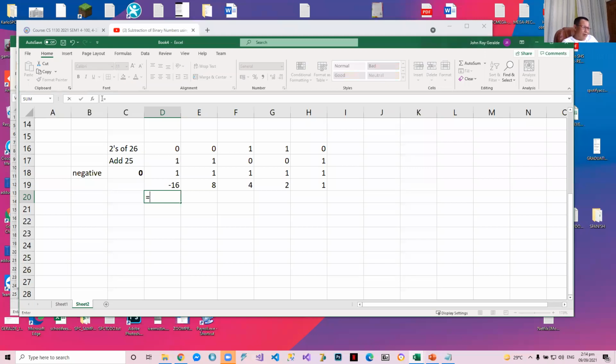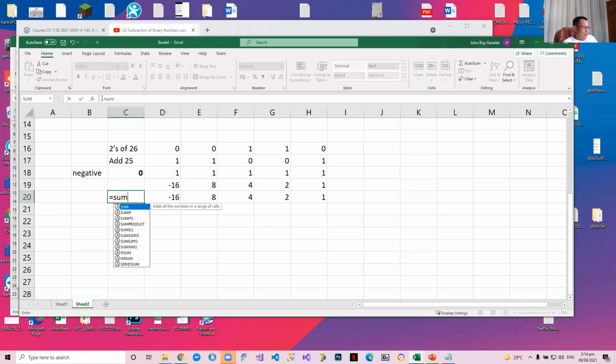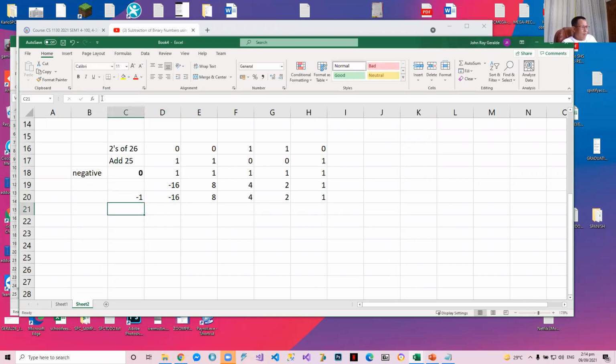Because if it is a 0, we just extend it and then convert it. We'll extend it and add a 1 to the next. Okay, this. We'll sum this. Okay, so that's -1. Do you follow? No?